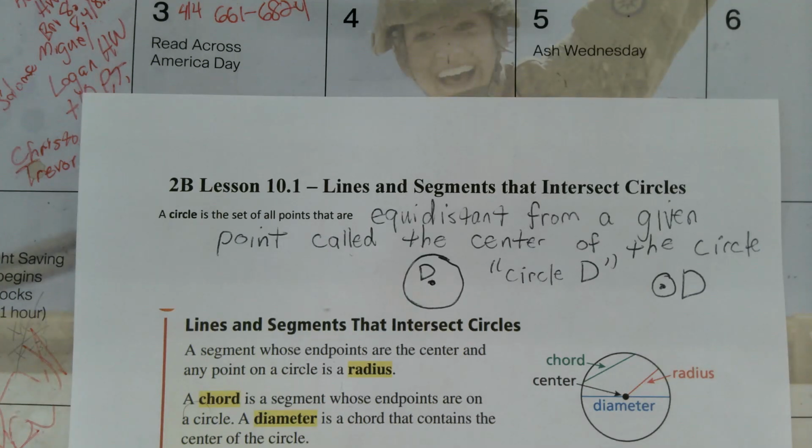And notice that I have drawn a circle. I put a point in the center and I labeled it D. And so our notation is going to be a little circle with a D, like I'm showing here to the right, and we're just going to call that circle D.